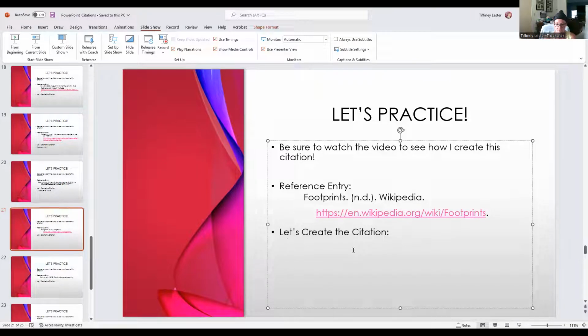Okay. I have something from Wikipedia, so I don't have an author. When I created the reference entry, it told me to start with the section of Wikipedia I was looking at. So how do I create my citation? Well, my entry begins with footprints. That's what I'm going to use, comma. I don't have a date, so N period, D period. There's my citation.